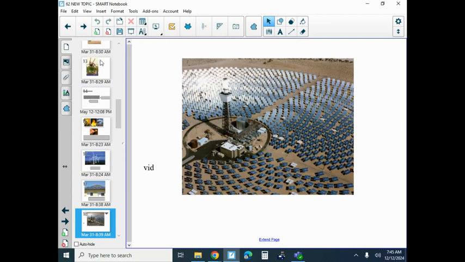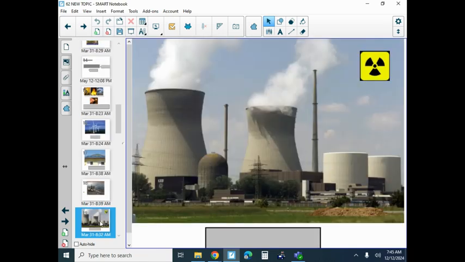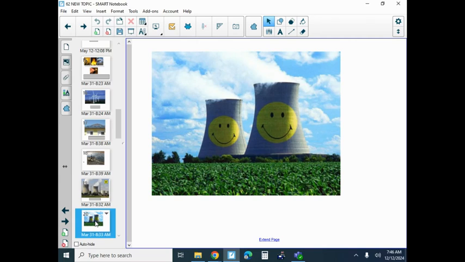This is a type of electrical generation station where they have a bunch of mirrors that reflect sunlight up to this spot, and it gets so hot it boils water, makes steam, and makes electricity. And nuclear power generation, that might actually not be nuclear power generation. That might be just cooling towers from even coal burning, but possibly anyways, I'm not sure.